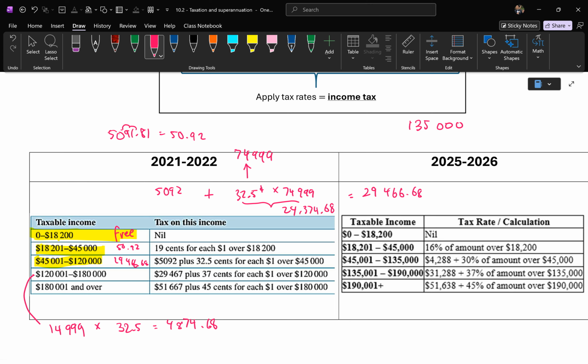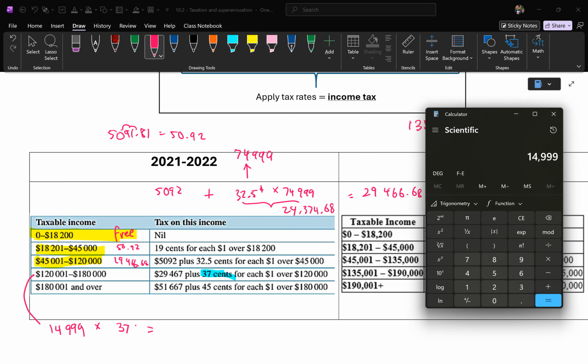Is it not 37? It says 37 cents. Oh, whoops. Where did I read that? Oh, I read the wrong one. I have to do it again. Thank you. Yes, it is 37. It was 37 cents, not 32.5. So 37 cents, that's even more now.